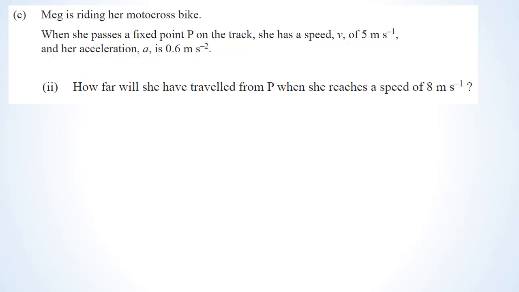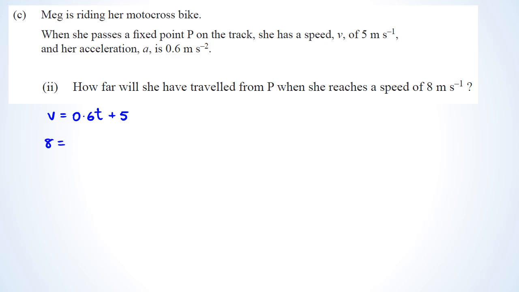All right, let's go to question C2. Still working with that same question, but this time we're asked how far will she have traveled from P when she reaches a speed of 8 meters per second. So what do we know? We know that the velocity function is 0.6t plus 5. So we're going to work out how long it takes her to reach 8 meters per second.